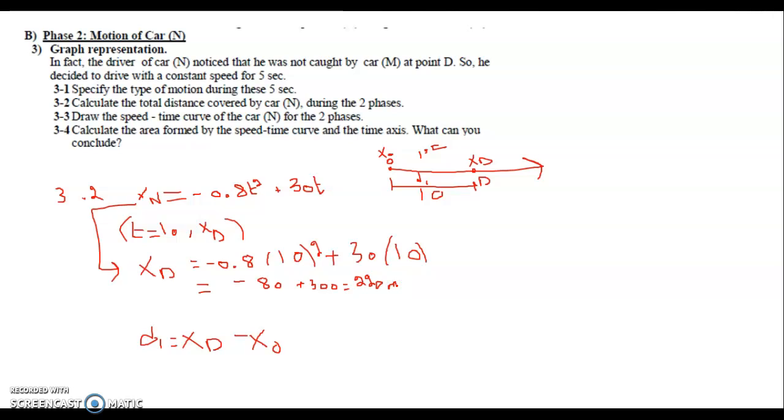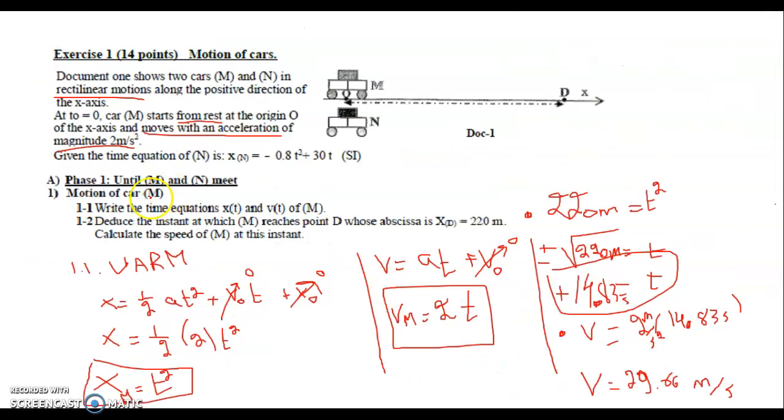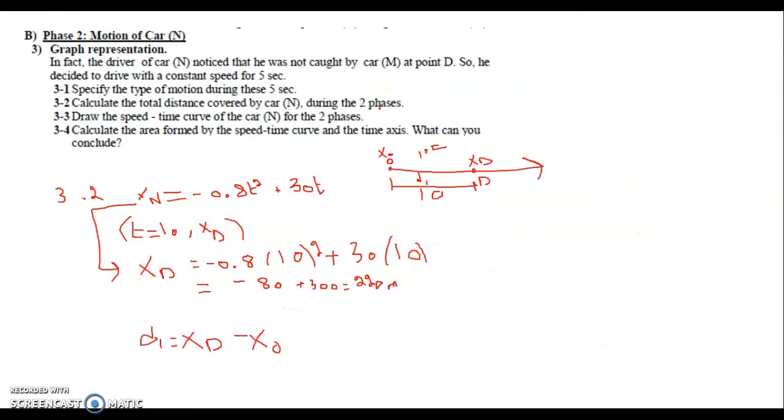We already calculated it in part 1, but I was just trying to relate things. We already proved in part 1 that xd is 220 meters away from the origin, but I'm just repeating it in a different way from the perspective of N. So xd is 220 meters minus the position of the origin, which is 0, so this is 220 meters. Now this is D1 for the first phase.